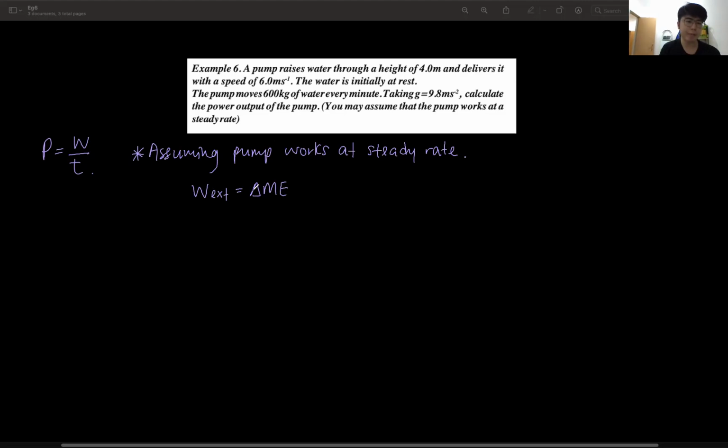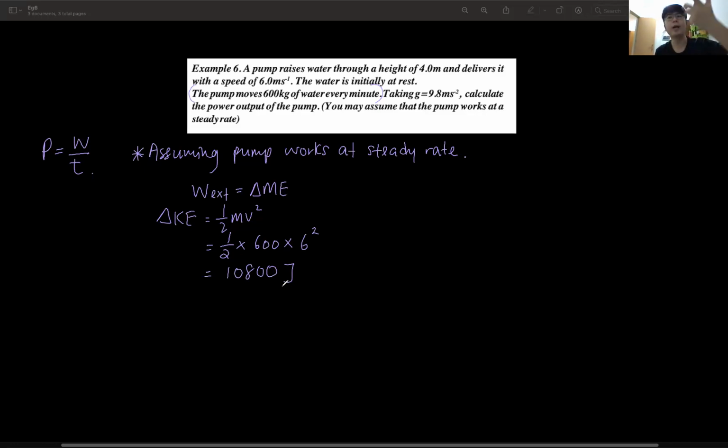So the water is going to gain mechanical energy. First, we calculate what is the change in kinetic. Half mv square. It is at rest at first, and then it rises up with a speed of 6 meters per second. So half times 600. Now be careful, this 600 is every minute, right? The pump moves 600 kg of water every minute. So we are calculating per minute here. Half times 600 times 6 meters per second squared, this one we get 10800. This is the amount of kinetic energy it gains from the pump.